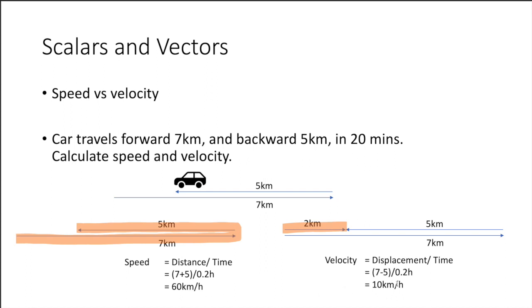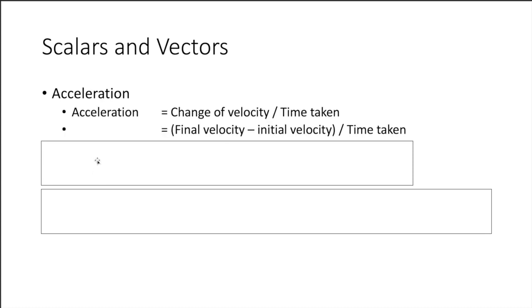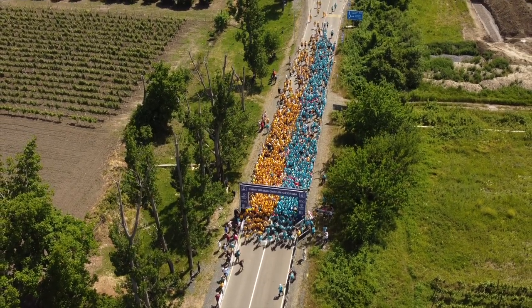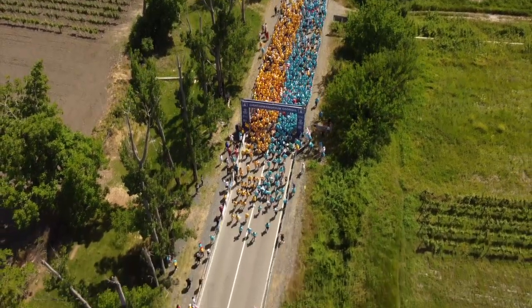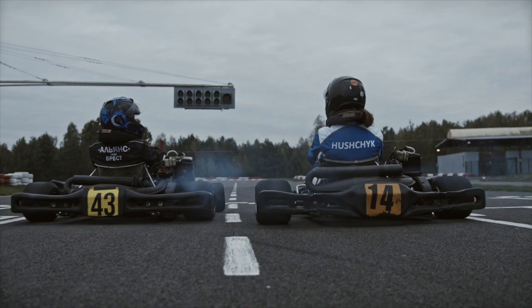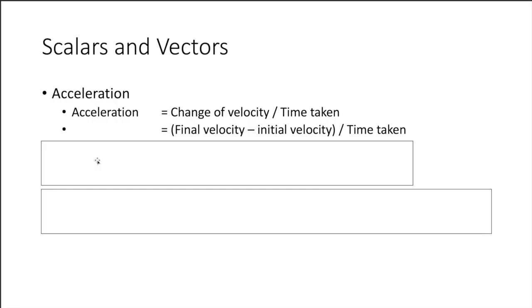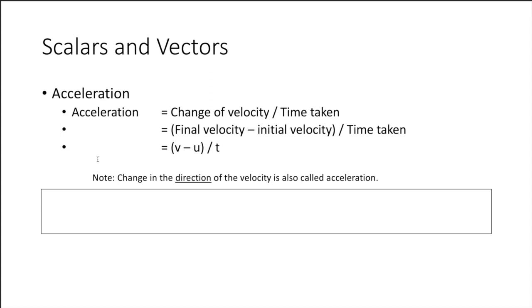Next will be acceleration. Acceleration means the changing of speed through time. Some of the most common examples are the start of a race, where the first few moments are slower than when the athlete reaches top speed. Another example is a car, where the beginning moments of the car moving are slower. So acceleration is defined as the change in velocity over time taken. You use final velocity minus initial velocity divided by time taken, and the symbols are as such: v minus u over t.